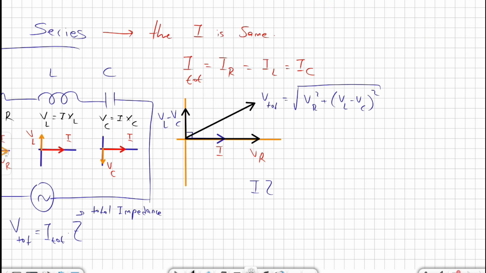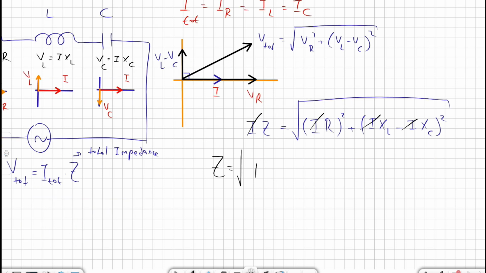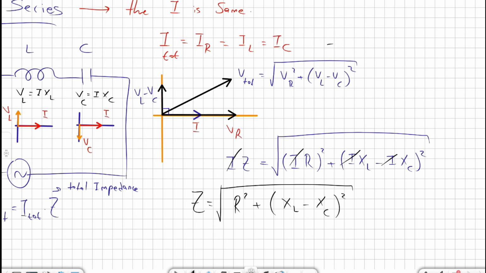V total will be equal to I times Z. VR is equal to I times R, and VL is I times XL, and VC is I times XC, in a parenthesis squared in a square root. The current in all of them is the same, so I can easily cancel the current, and Z is equal to the square root of R squared plus (XL minus XC) squared. I have three equations. The first one is that the current is the same in all of them, the second one is the equation for V total, and the third one is the equation for total impedance.